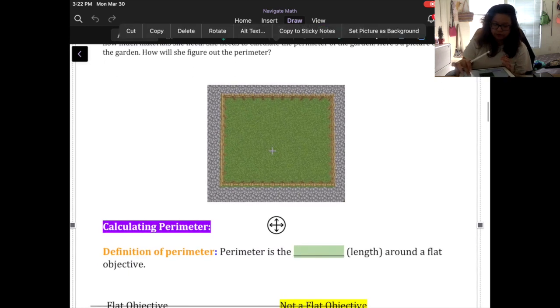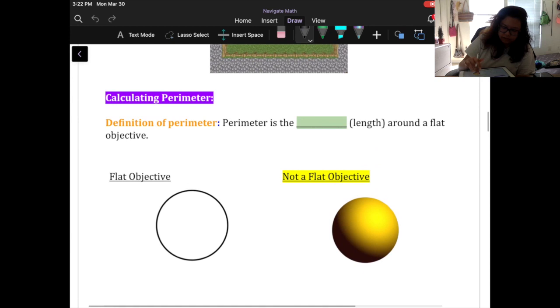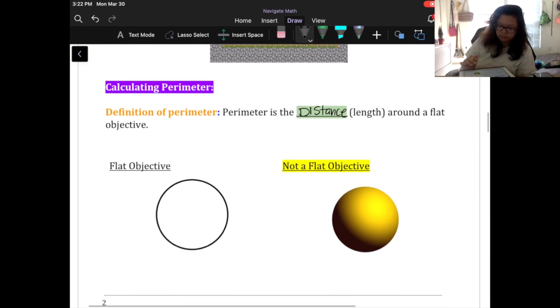Well, first you're probably asking, what does perimeter mean? What does it mean to calculate the perimeter? Well, the perimeter is the distance around a flat object. So in your notes, in this section, you're going to go ahead and delete the lines and type in distance. Now you're probably asking, what's a flat object?